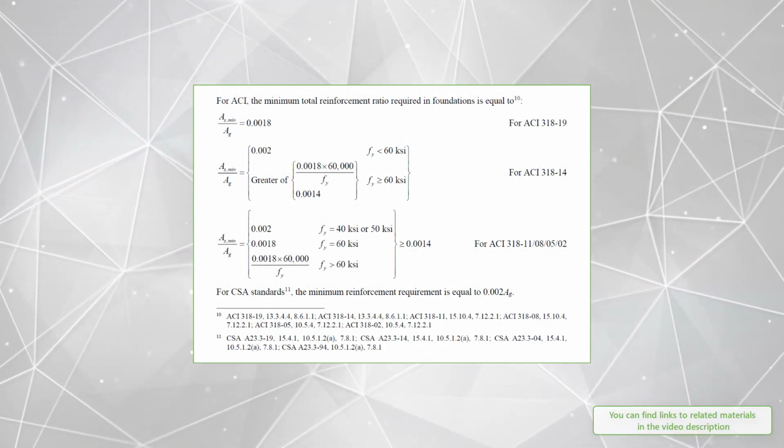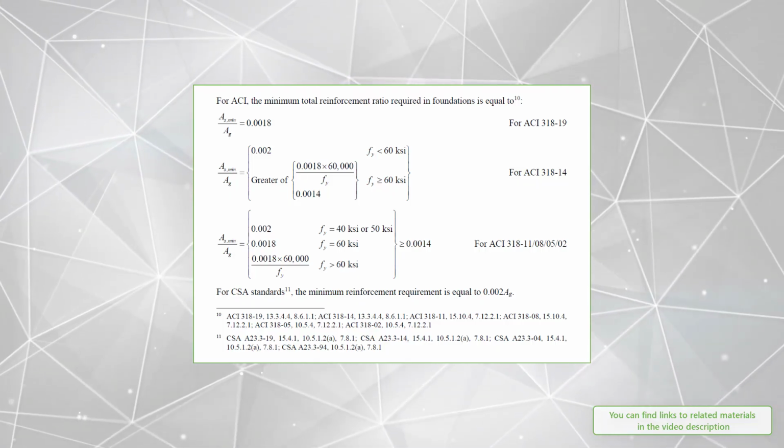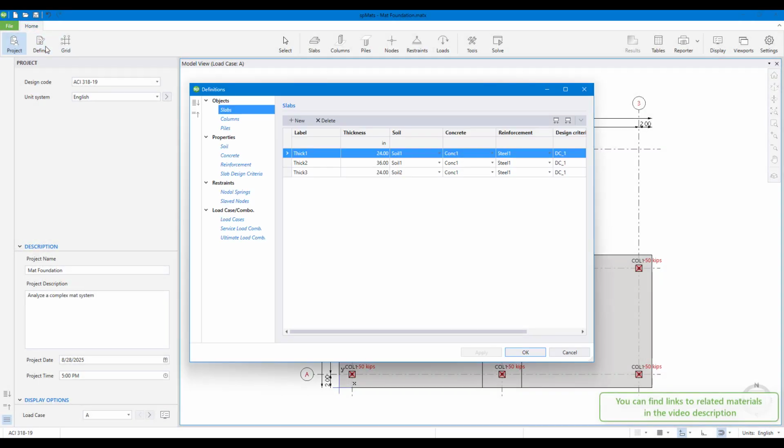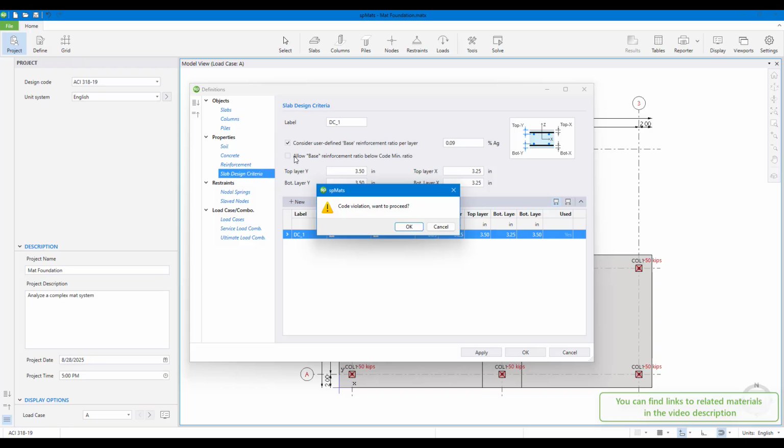In the new version of spMats, the program now checks the minimum reinforcement ratios required by the selected code. Users can also define a base reinforcement ratio for each layer to reflect practical detailing needs. By default, if the base is lower than the code minimum, the design is capped at the code value. If the user checks the box allowing the base reinforcement ratio to fall below the code minimum, the program displays a warning indicating a code violation and advising caution.